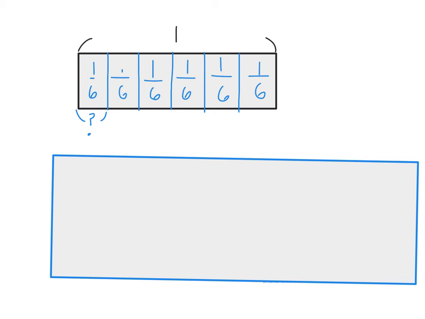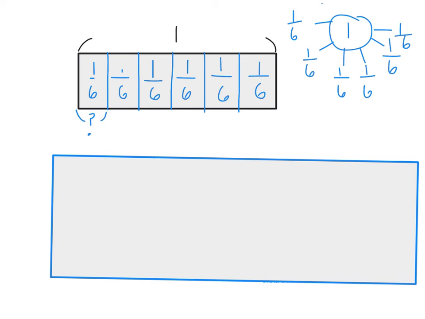So if I want to use a number bond, I could show that I have 1, and each one is 1/6, 1/6, 1/6, 1/6, 1/6, and 1/6. Yes? Do you guys agree? Yes? How could I use a number sentence to write this? 1 equals 1/6 plus 1/6 plus 1/6 plus 1/6 plus 1/6 plus 1/6, right? We could write it using a number sentence as well.